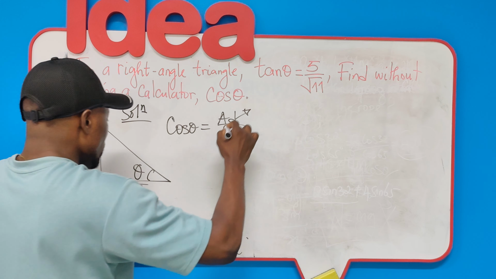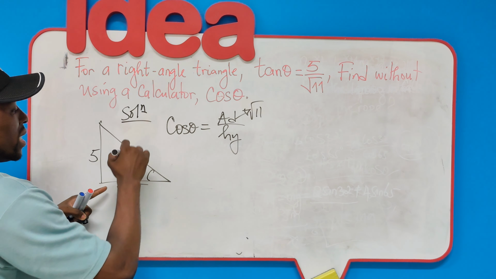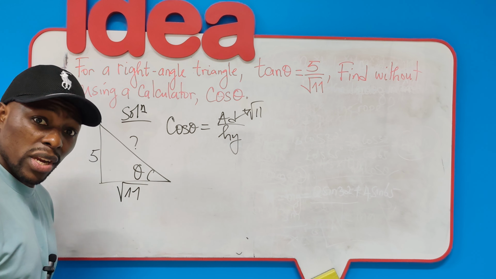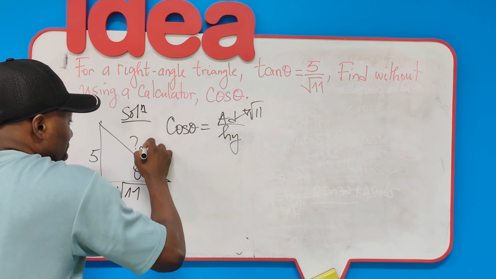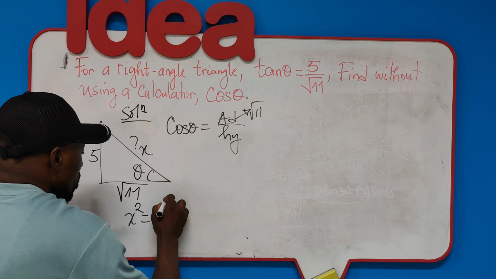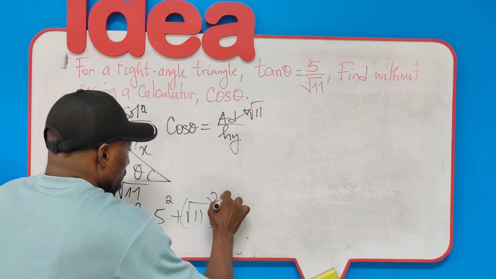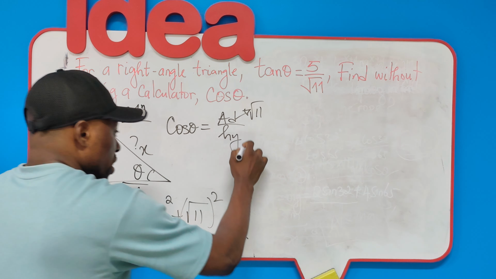Now we already got the adjacent, which is root of 11. So what's left for us to get now is the hypotenuse. So again, in accordance with Pythagoras theorem, dear friends, this hypotenuse, let's call it x. X squared equals the opposite squared plus the adjacent all squared. At this point, all you need to do is to carefully simplify it, carefully.